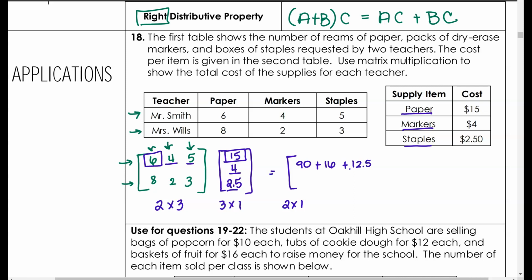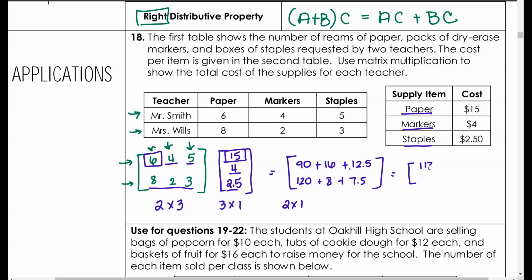All right, our next one, now we take this row, we're multiplying it by that column. So 8 times 15, that's going to give me 120. And then 2 times 4, that gives me 8. And then lastly, 3 times 2.5, which gives me 7.5. So we're going to add those together. And notice that I end up with 90 plus 16 plus 12.5.